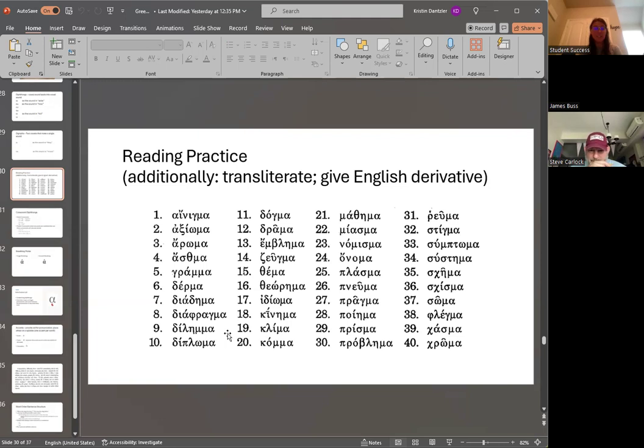Can you tell what word this is a derivative of? I wish I could say yes. No, this one's actually tricky. This is where we get the word cinema. Really? Yep, kinema. Now that you all said it like that, now I can hear it. Okay.